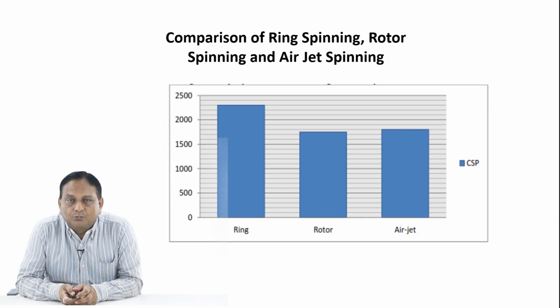Now let us see the count strength product, or the strength of the material. Obviously, from this diagram we can see that ring spun yarn has more CSP, count strength product, and less count strength product is there in the rotor, and rotor and air jet are almost similar. So we can conclude here that the ring spun yarn has more strength in comparison to the rotor spinning and the air jet spinning.